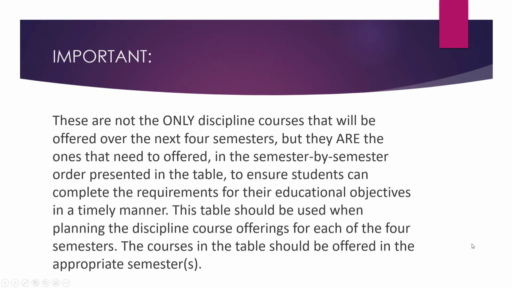Important: these are not the only discipline courses that will be offered over the next 4 semesters, but they are the ones that need to be offered in the semester-by-semester order presented in the table to ensure students can complete the requirements for their educational objectives in a timely manner. This table should be used when planning the discipline course offerings for each of the 4 semesters. The courses in the table should be offered in the appropriate semesters.